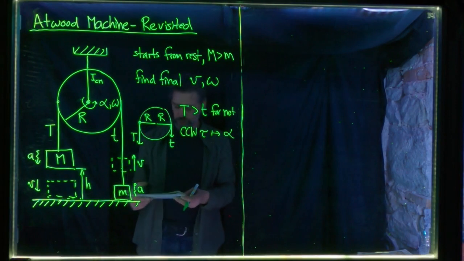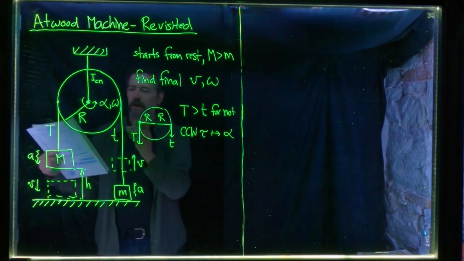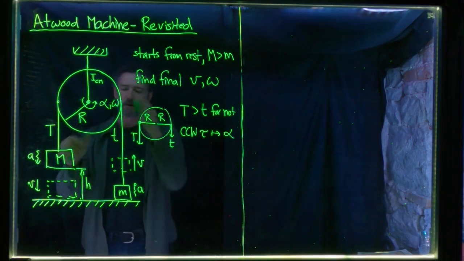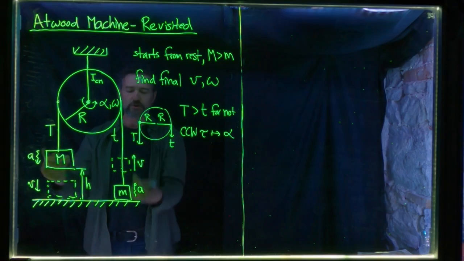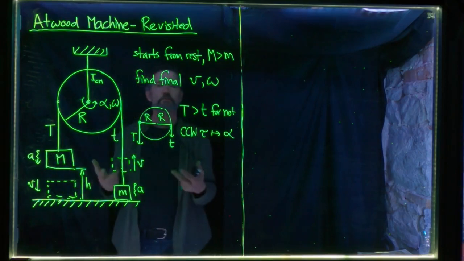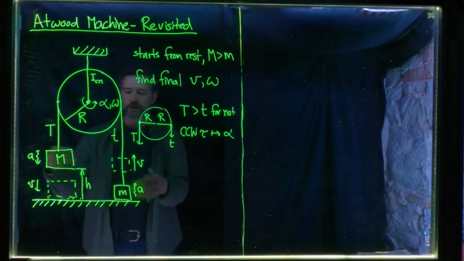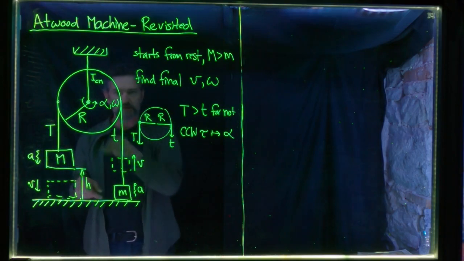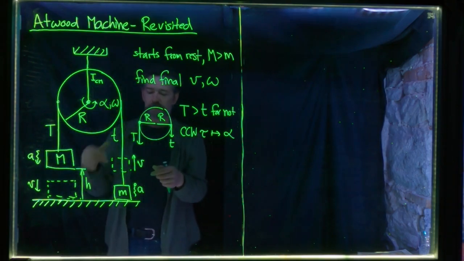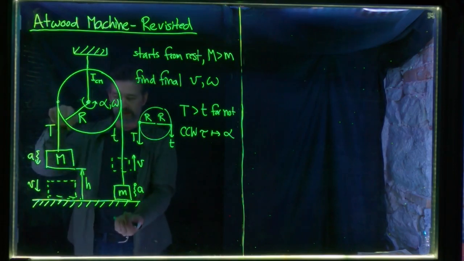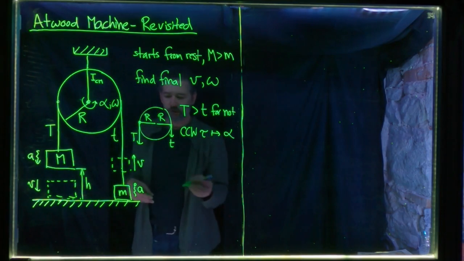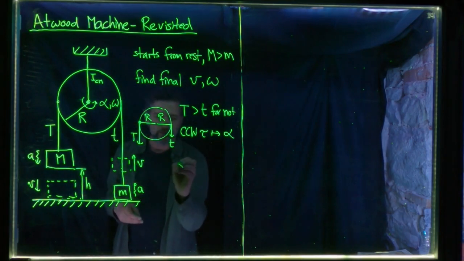Okay. And the other thing I want to remind you about is that whenever we have objects like this that are in rotational motion, that are connected by ropes to objects in linear motion, there's always a relationship between the linear velocities of the objects in linear motion and the angular velocities of the object in rotational motion. And similarly, there's a connection between the linear accelerations and the angular accelerations. Okay, and so let me just remind you of that.